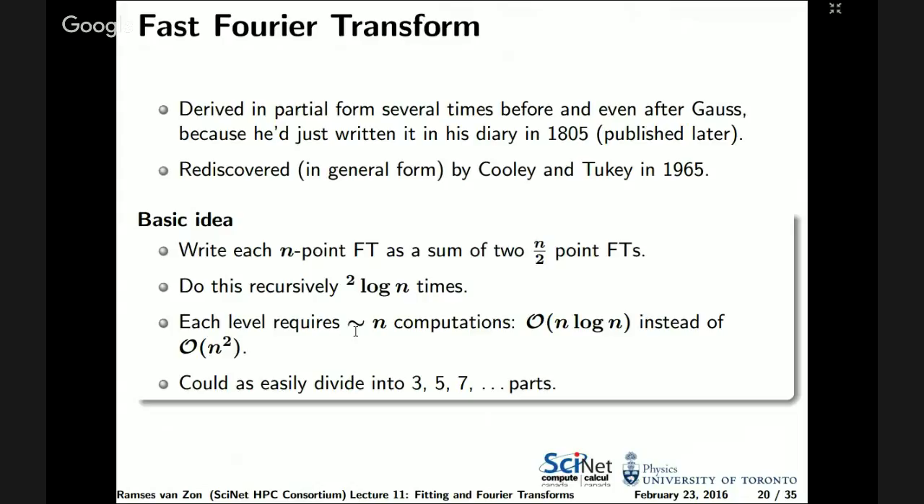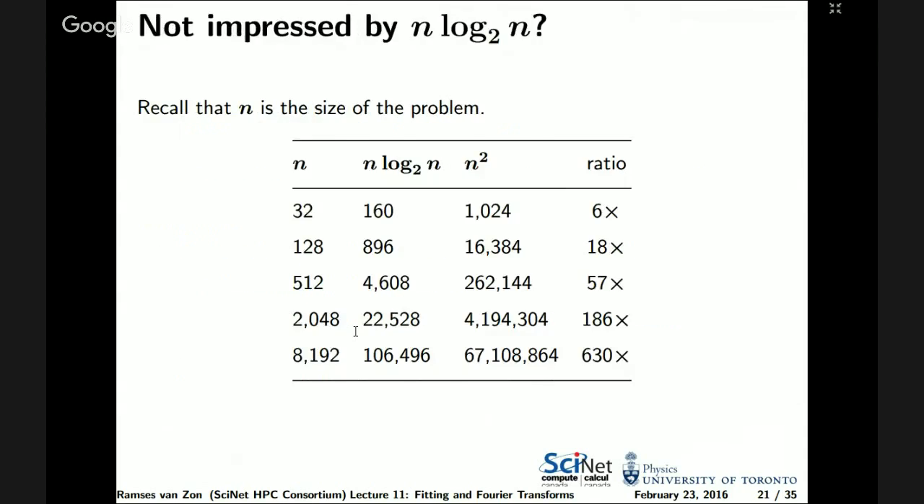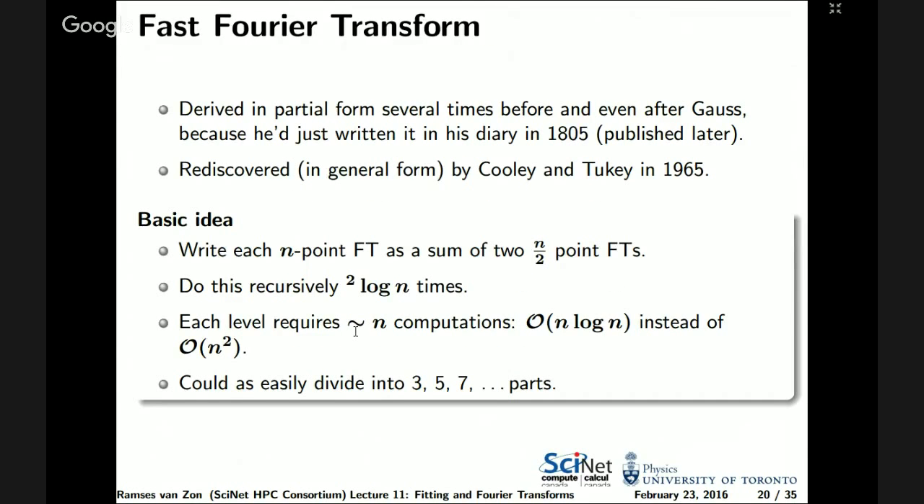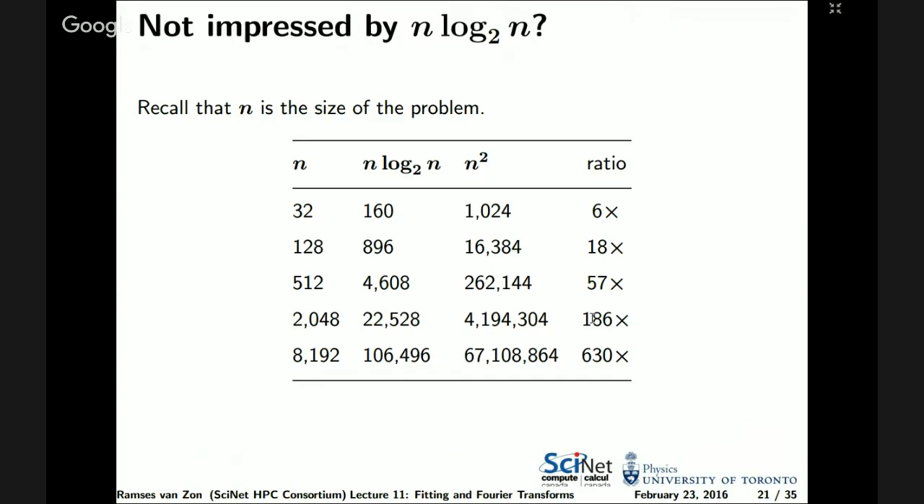Now, I don't have to divide it in 2 necessarily. I can divide it in 3, et cetera. But 2 is easier, and computers like powers of 2. So usually you take powers of 2 for n. So once you do it, instead of n squared computations, you get n log n. Now, n log n still goes up, right? It's faster than n squared, but it's not linear in n. If my sample is twice as big, it takes more than twice as long to Fourier transform.